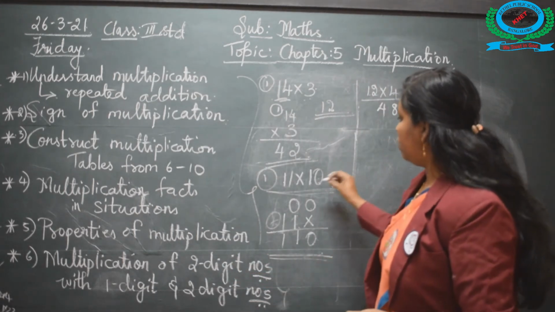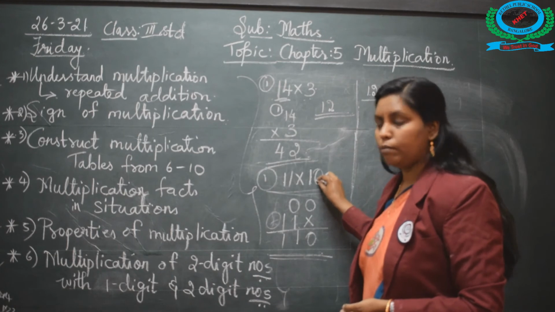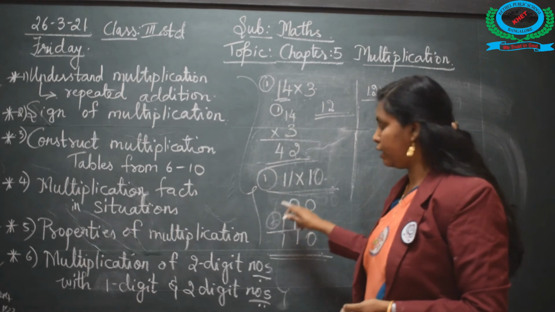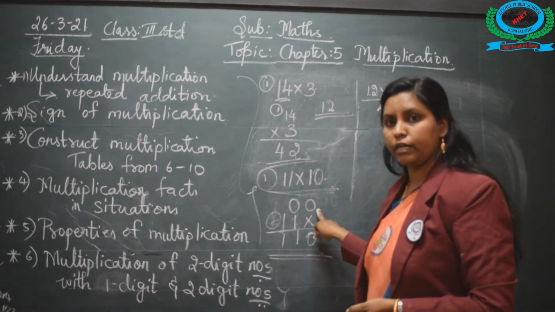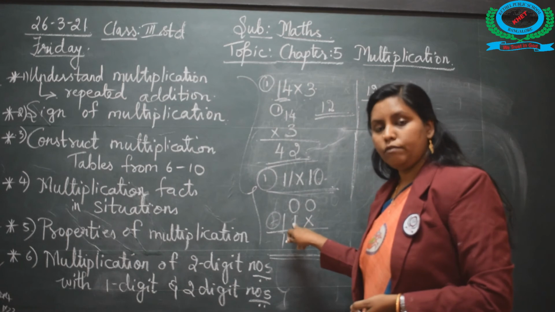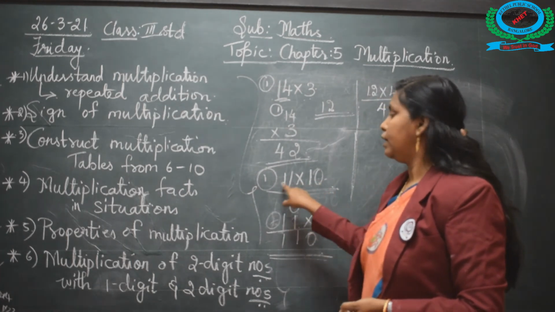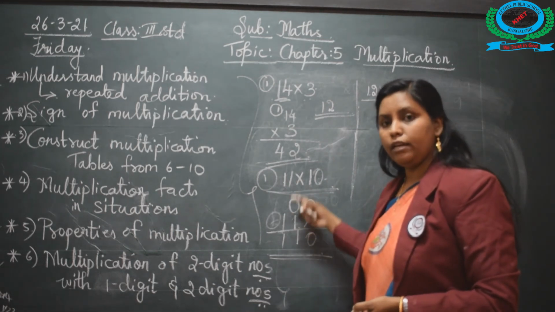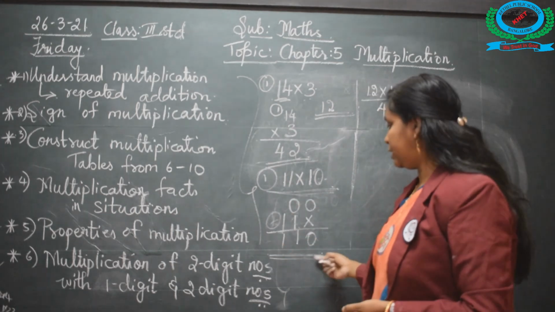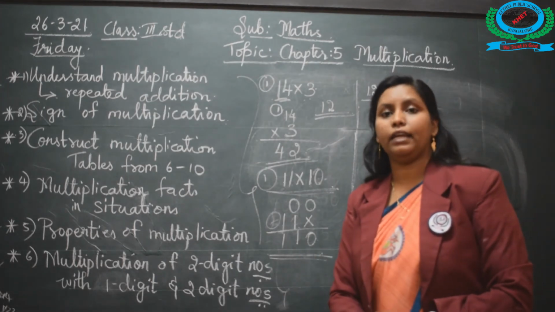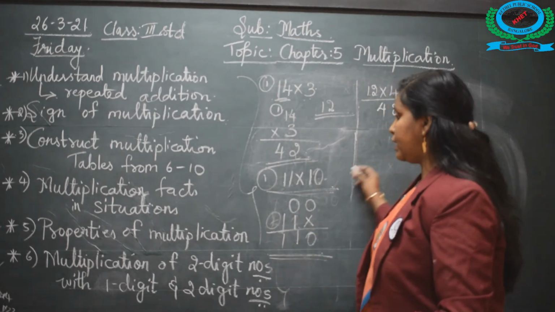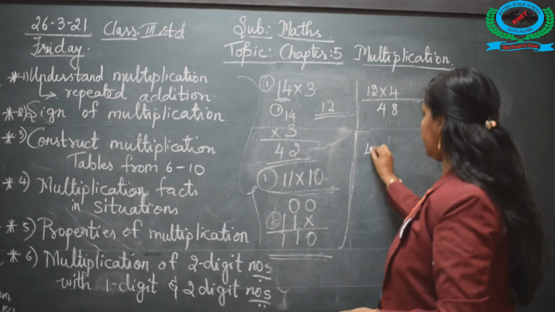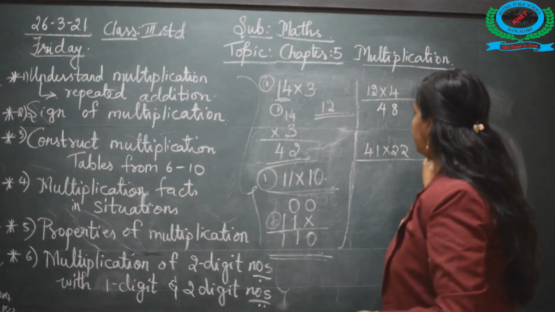Okay children, now this is a 2-digit number. So first you are going to multiply the 0 with these two numbers. Write the product here. Then again put a cross and start from the tens place. Then again 1 into these two numbers. Then you write the answers here. Then you add the final product. You will get 110 as the answer. So like that only we'll take another 2-digit number, that is 41 into 22.